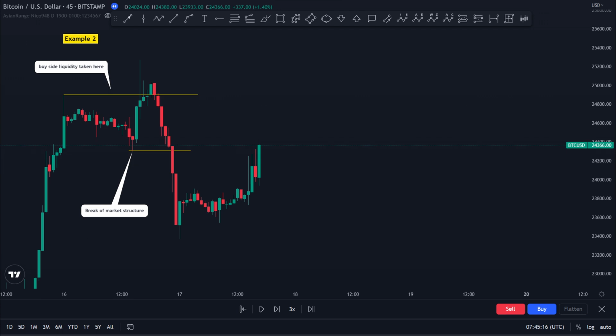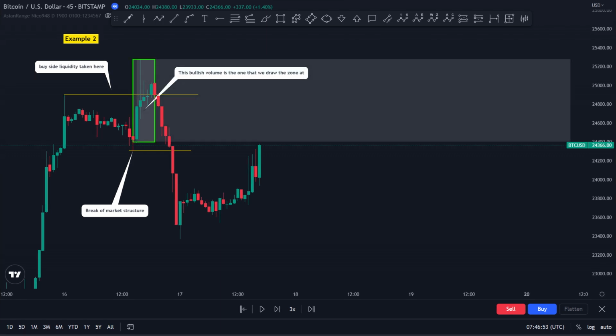Step 1. We identify the break of structure, meaning we have to see price action trading below the previous high or low. Then we also have to find the buy side liquidity that was grabbed. Step 2. Here we can see a bullish candlestick that will form our order block area. But we can still reduce the risk on the trade setup by using the last candlestick before the bearish candles that broke the previous low.